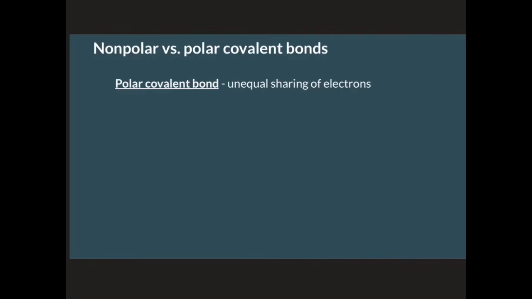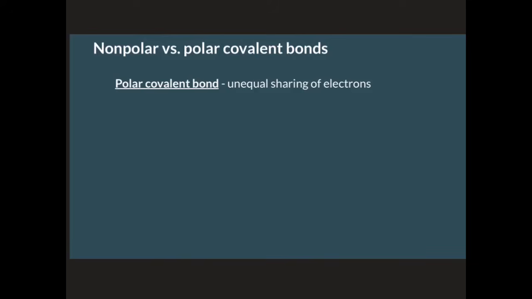Now, what happens in a polar covalent bond? In a polar covalent bond, there is an unequal sharing of electrons. This is because the atoms that are now involved have different electronegativities. And because their electronegativities differ, there will be certain elements that will want to pull those electrons closer to them, and they'll be further away from the other ones.